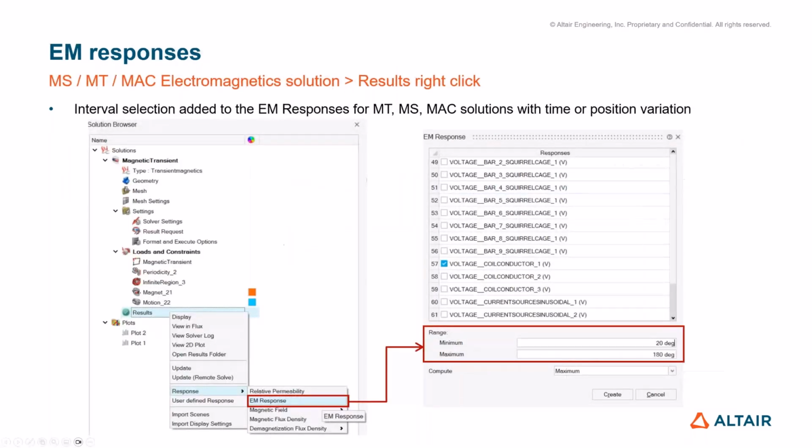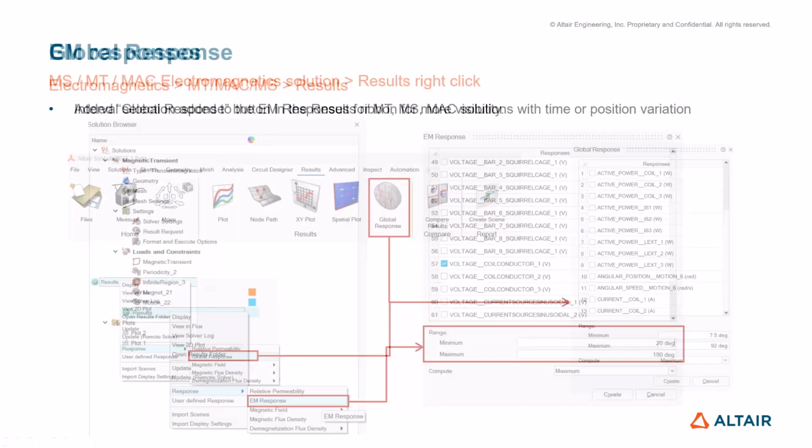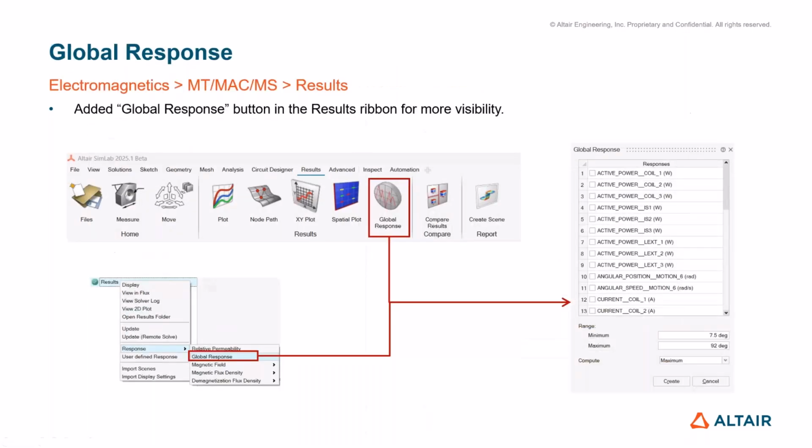Switching to the post-processing stuff, new response types are added. So user can request for max and minimum value, or predefined global responses, and decide the time interval or the angular steps.